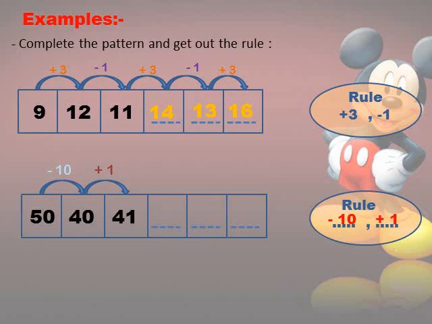Let's continue our pattern. 41, repeat my rule again. 41 minus 10 equals 31. 31 plus 1 equals 32. 32 minus 10 equals, yes, 22.